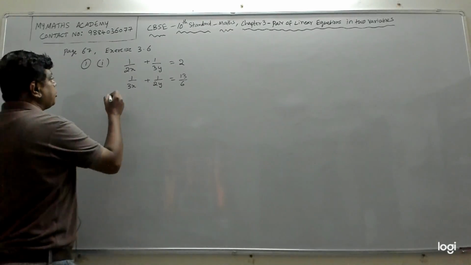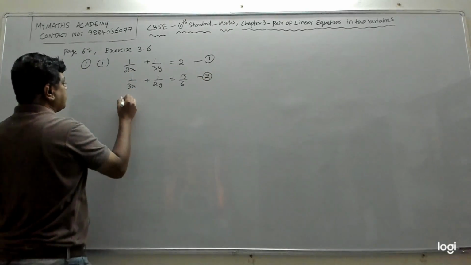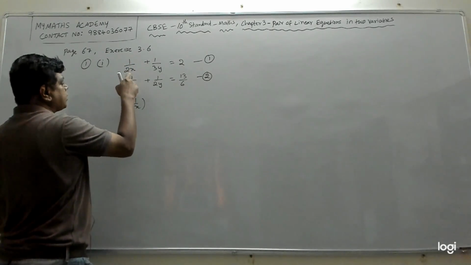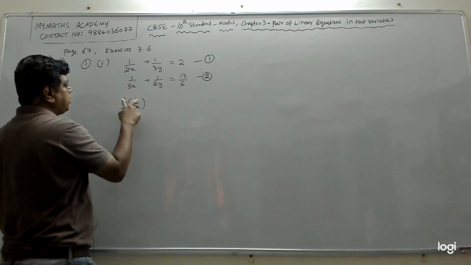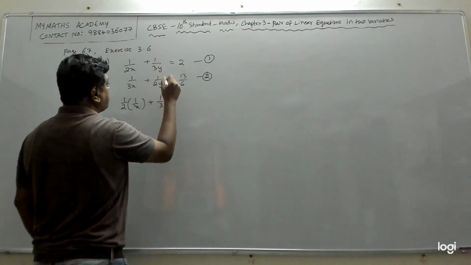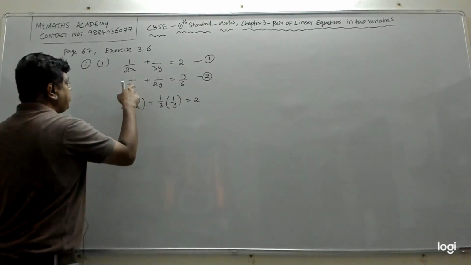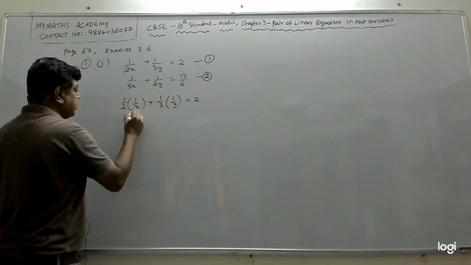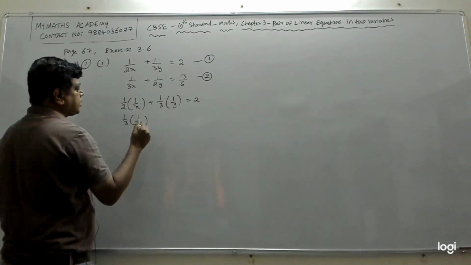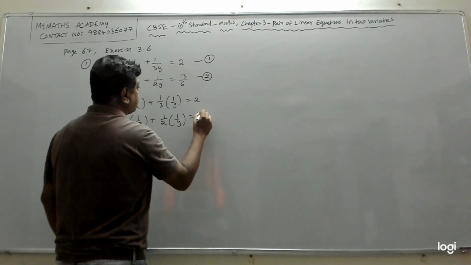So what substitution will we do? This is equation 1, equation 2. Let's write this as 1 by 2 of 1 by x. 1 by 2x means what? 1 by 2 into 1 by x, because 1 into 1 is 1, 2 into x is 2x, plus 1 by 3 of 1 by y equal to 2. Again, this 1 by 3x can be written as 1 by 3 into 1 by x. That is 1 by 3x, 1 into 1 is 1, 3 into x is 3x. Plus 1 by 2y is written as 1 by 2 of 1 by y equal to 13 by 6.